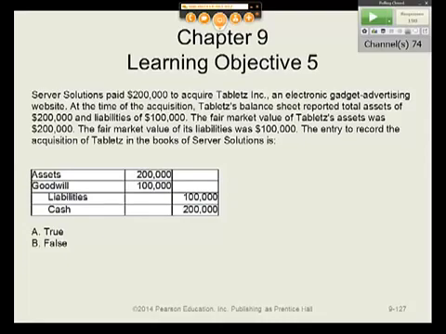Somebody has to buy them before that goodwill could be recognized. It has to be purchased. And then the liabilities are credited, and of course the cash paid for the transaction. So the purpose here is to make sure that we can calculate the goodwill. Okay? All right.